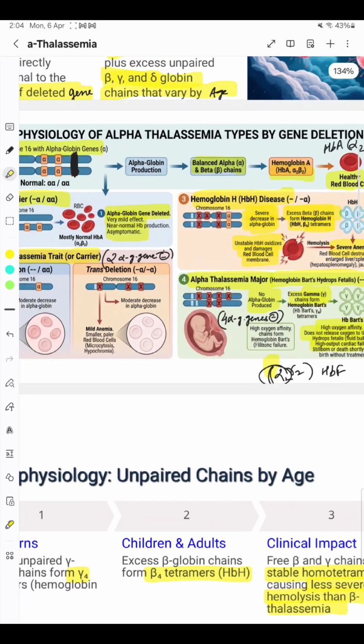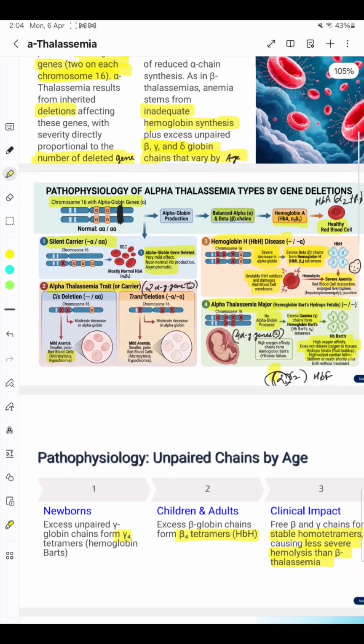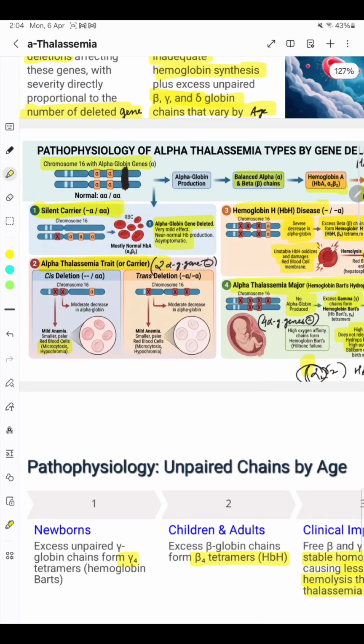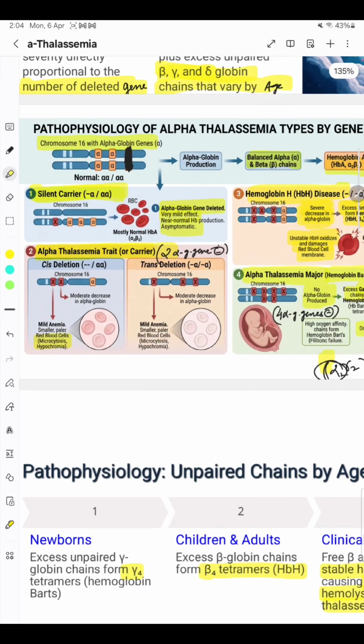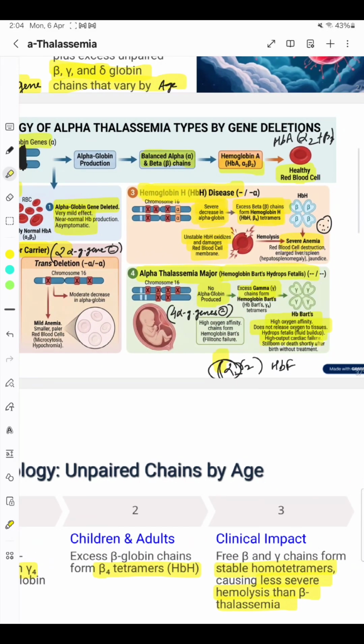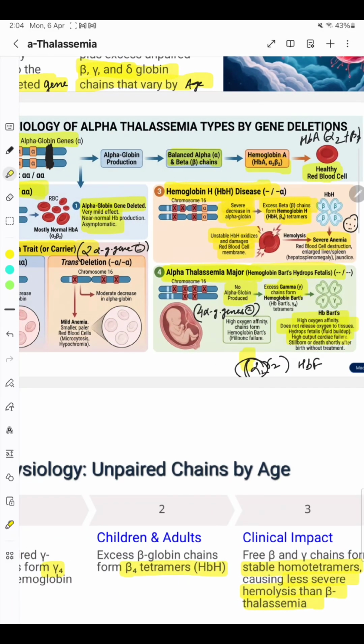So these are the 4 conditions we have discussed based on the number of alpha globin genes deleted. In silent carrier there is 1 alpha globin gene deleted. In alpha thalassemia trait or carrier, 2 alpha globin genes deleted. In HbH disease, 3 alpha globin genes deleted. And alpha thalassemia major or hydrops fetalis, all 4 alpha globin genes are deleted. No alpha globin chain production in hydrops fetalis.